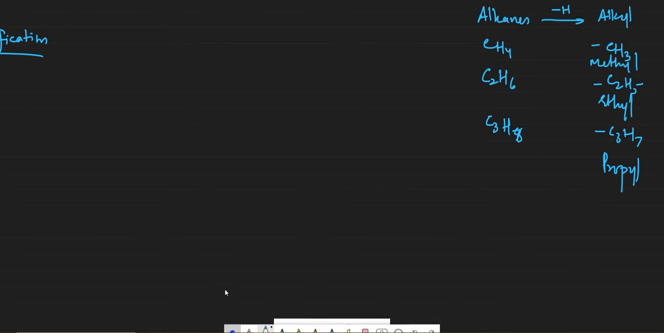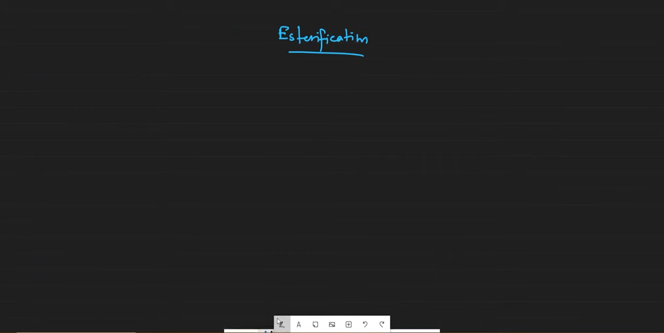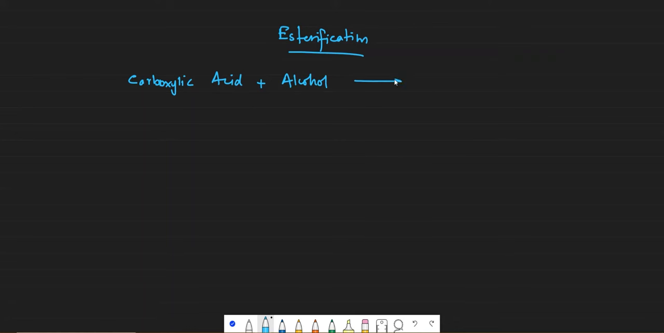Okay, just remember that. Now we are going to make a compound that is called ester, and the process of making esters is called esterification. Now, how is an ester formed? You take a carboxylic acid and you react it with an alcohol. Ester and water is formed. How exactly? Let's discuss that.